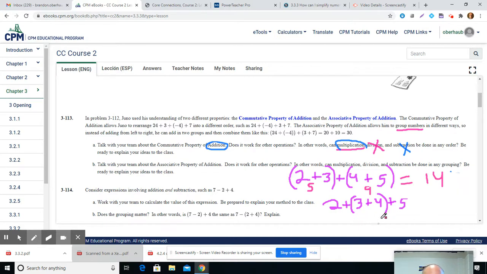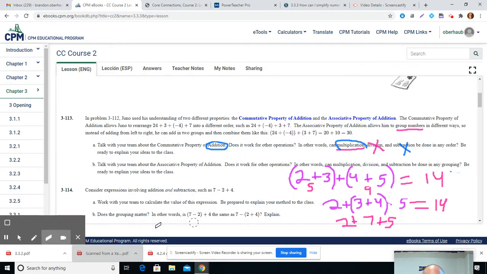All right, for this one, we do what's in parentheses first. That gives me 7. And then I'm going to rewrite everything else. And 2 plus 7 is 9. 9 plus 5 is 14. So associative property does work for addition. All right, and remember associative property, both things are written in the exact same order. We're just changing where our parentheses are located.